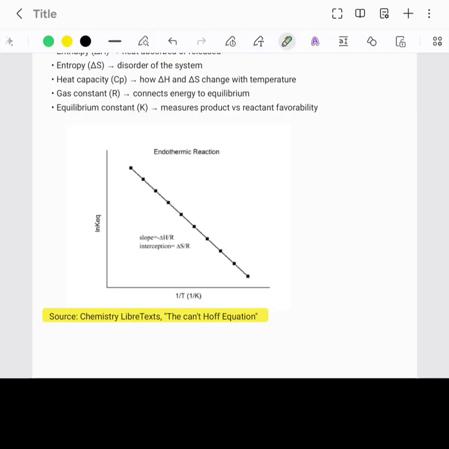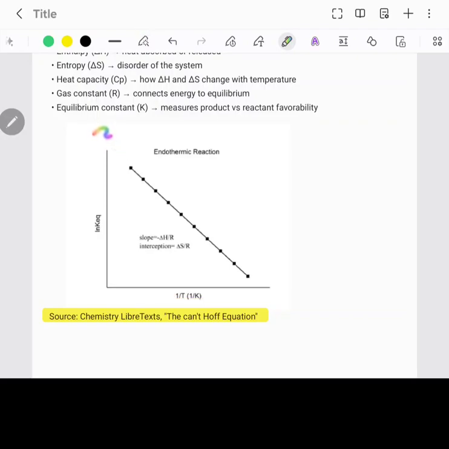This graph, which was found on the Chemistry Libre text, shows how to model equilibrium changes with temperature. We can combine these equations and analyze real data using this graph. It's called the Van 't Hoff plot. It shows the natural logarithm of the equilibrium constant ln K on the y-axis and the inverse of temperature, 1 over T on the x-axis.